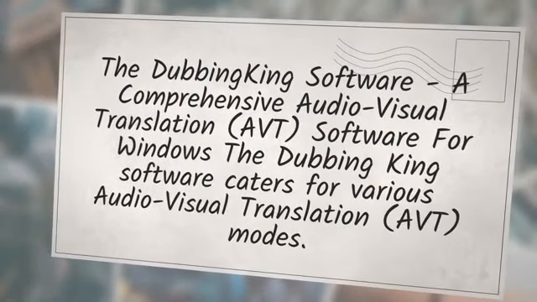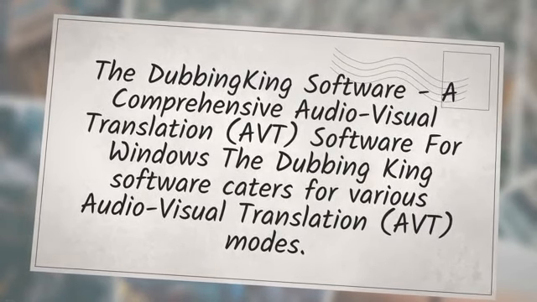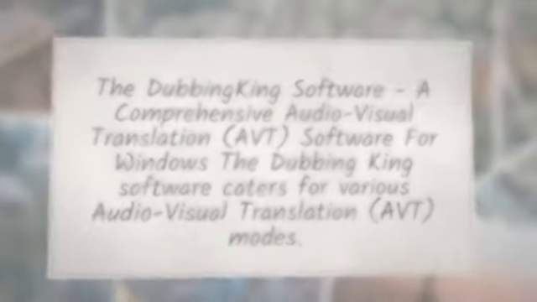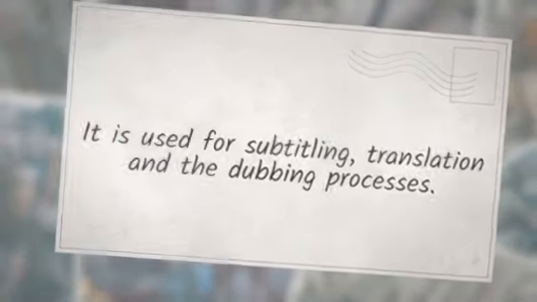The Dubbing King software, comprehensive audiovisual translation, AVT software for Windows. The Dubbing King software caters for various audiovisual translation (AVT) modes. It is used for subtitling, translation, and the dubbing processes.